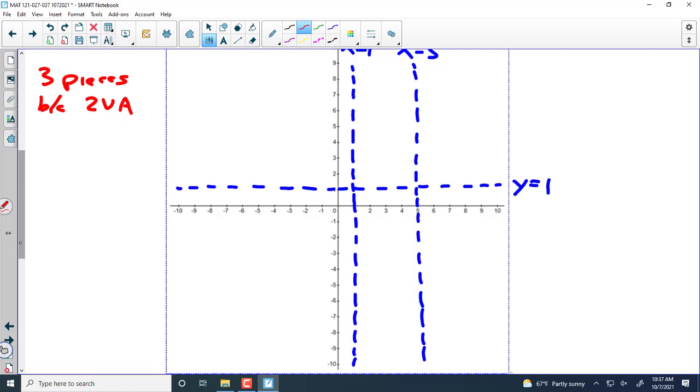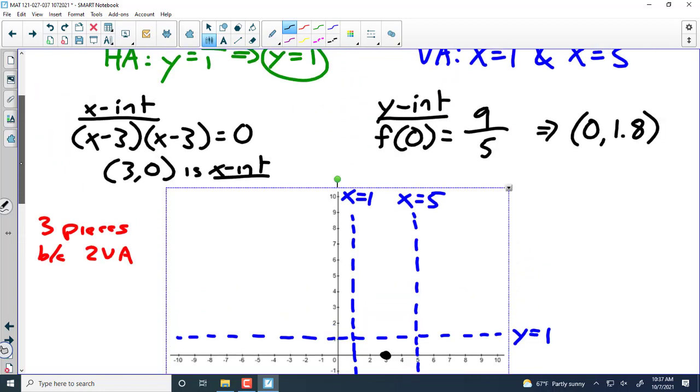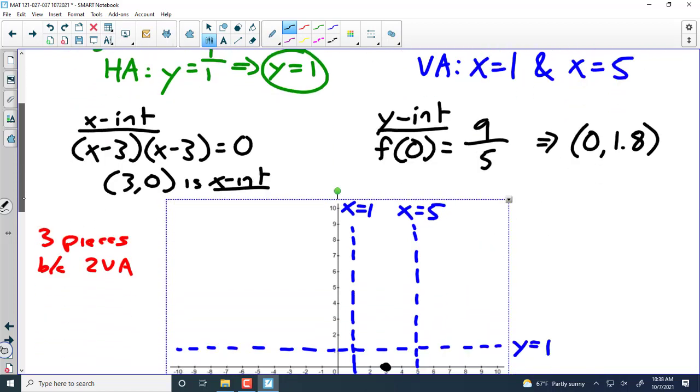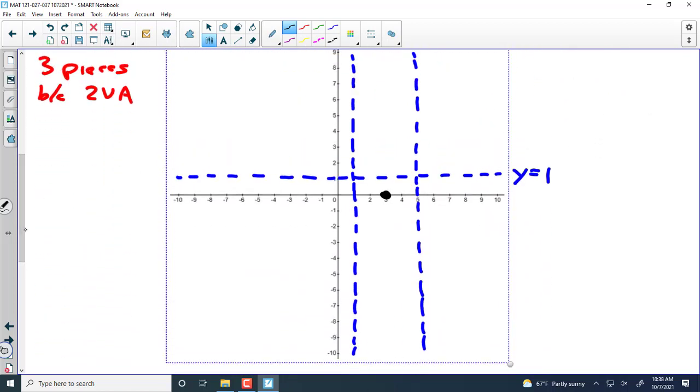Do I have any ordered pairs? Yeah, I have a couple ordered pairs. I have one right here at (3, 0). That's the x-intercept. It's the only one. And then I have another one at (0, 1.8). So just under the 2 there, right there.